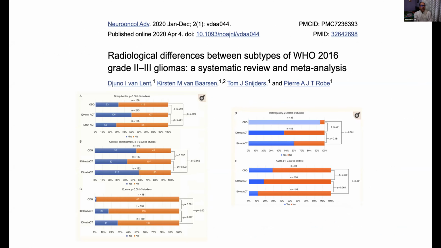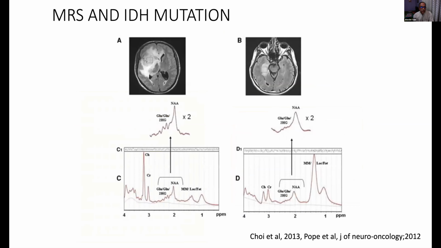So many other features which I described are useful, but they are not absolute. In a statistical analysis, they show differences, but they are not absolute. These features can be seen in other tumors as well. So this is useful, but based on these radiological features, we cannot be 100% sure that this is a mutant, this is a wild type. But they can give us an idea.